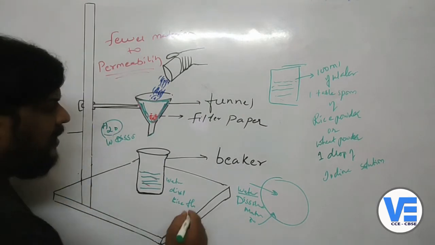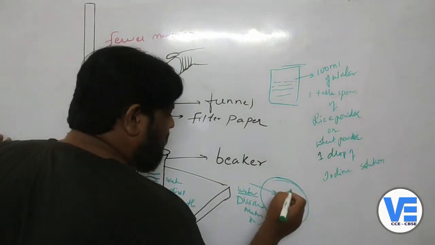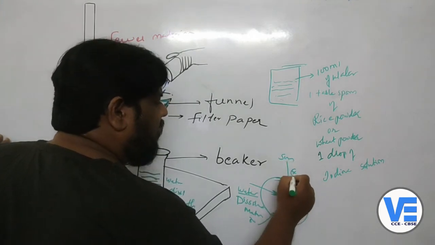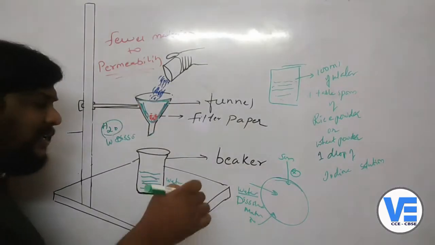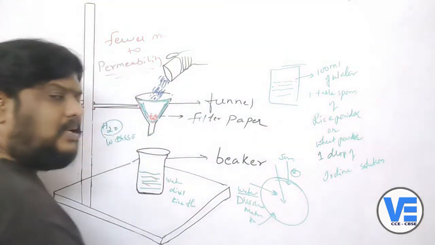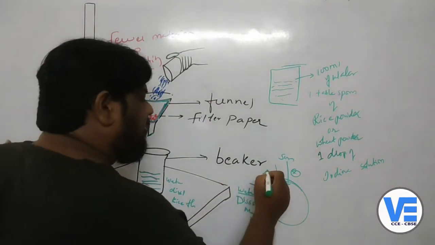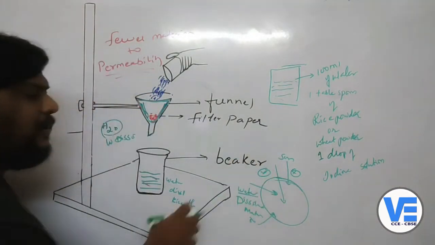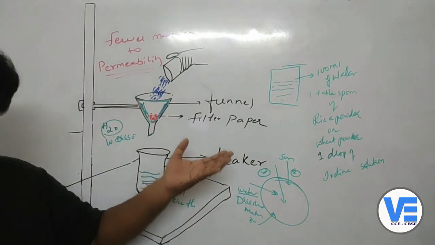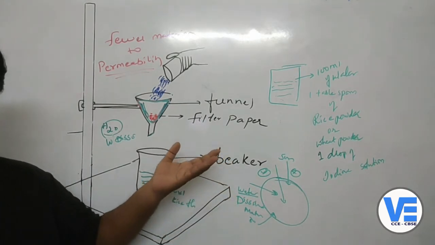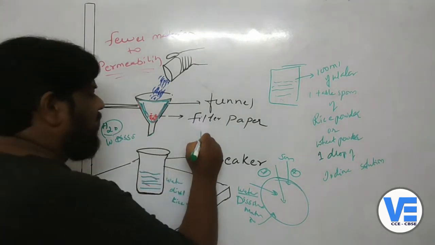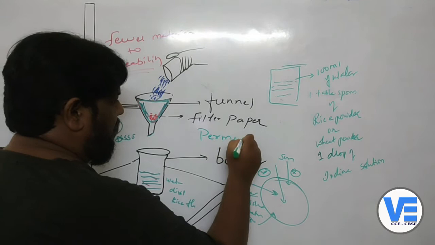So there are some materials which are not allowed by the cell membrane to pass through it, and there are some substances which are allowed to come into the cell. This particular condition of the cell membrane, where it allows a few substances to pass through it and does not allow a few others to pass, is called permeability.